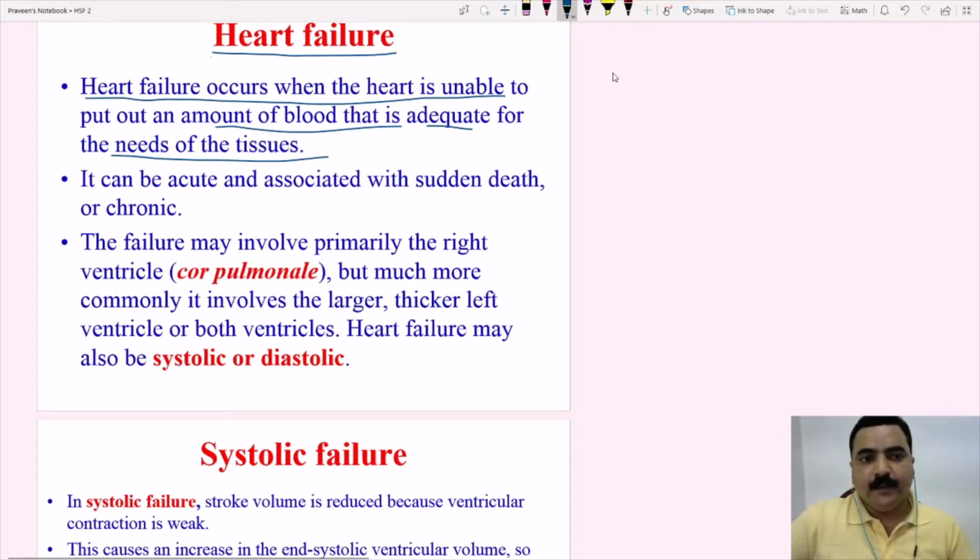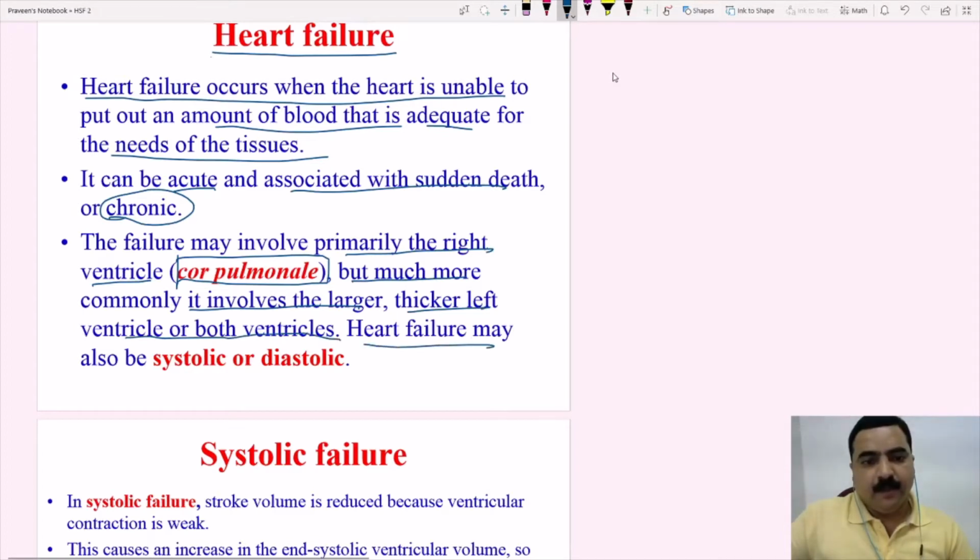It can be acute, associated with sudden death, or it can be chronic. The failure may involve primarily the right ventricle. If the right ventricle fails without failure of the left, then we call that condition cor pulmonale. But the most common condition that causes right ventricular failure is left ventricular failure. Much more commonly, it involves the larger, thicker left ventricle or both ventricles.